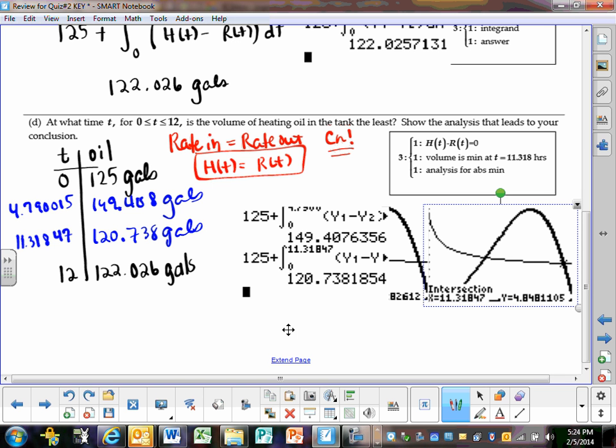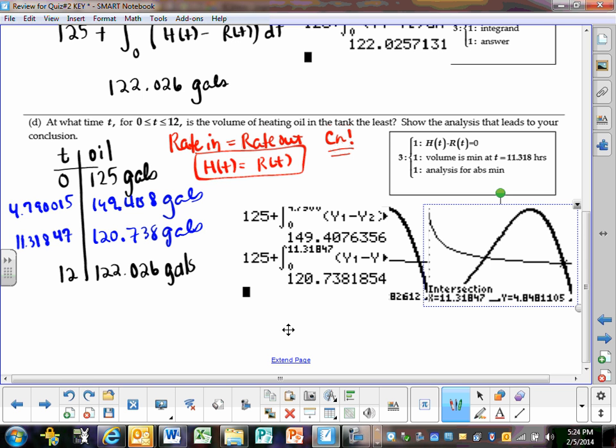So on here, I have to show how I'm getting my critical numbers. So I have to write down that I'm setting H(t) and R(t) equal. That does not mean I write down intersecting. I just have to say I'm setting them equal. I have to find those critical numbers. The table has to also check the endpoints. This is an extreme value problem on a closed interval. It's an abs max, abs min question.